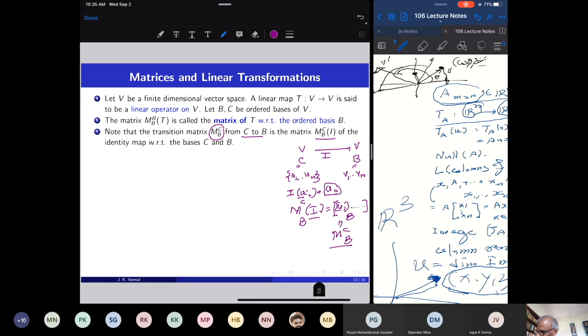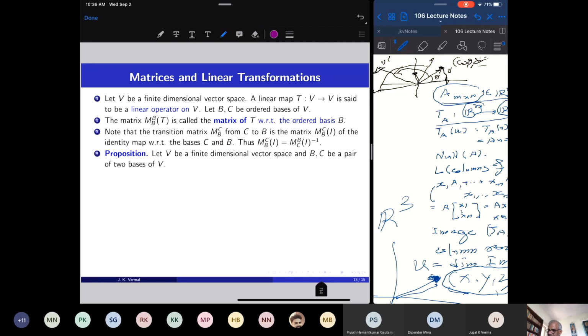Remember MCB: the column vectors of MCB were simply the coordinate vectors of the basis vectors in C with respect to the basis B. So MCB, the transition matrix from V to V, is simply the matrix of the identity map from V to V when the domain space has basis C and the codomain space has basis B. Keep that in mind.